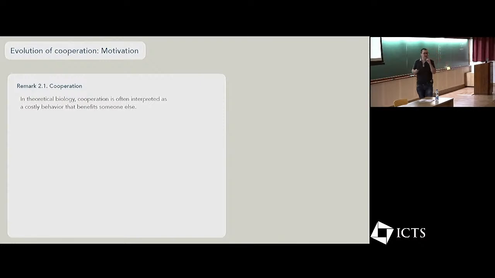I guess every one of you can come up with many examples, but just to have some examples in mind, here are a few. One is, for example, donating money to charities.